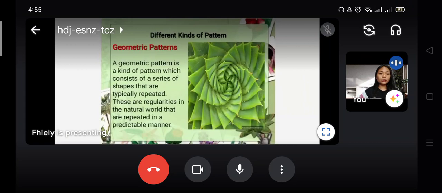Last but not the least, we have the last kind of pattern, the geometric pattern. So may I call on Mr. Garsula to define the geometric pattern based on our slide here.